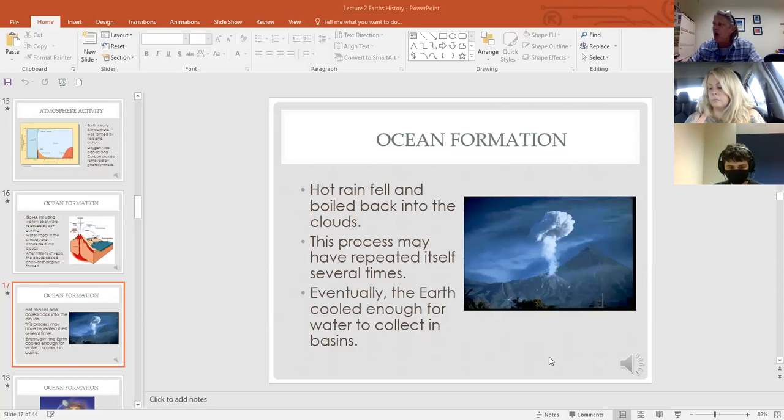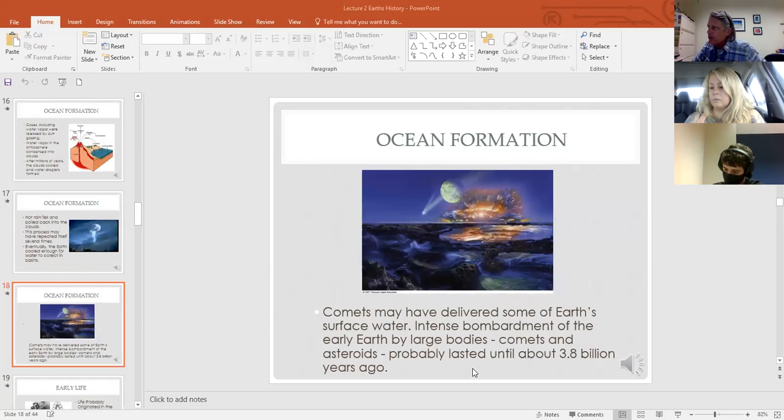And the oceans probably, because the Earth was hot, would have evaporated and condensed several times in this early tumultuous ocean formation. So scientists postulate that oceans came from volcanic outgassing and precipitated several times and were added to by comets, but that wasn't the major contribution.